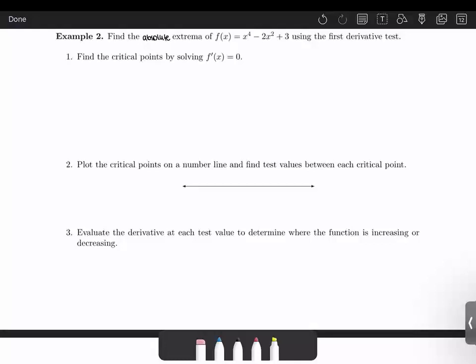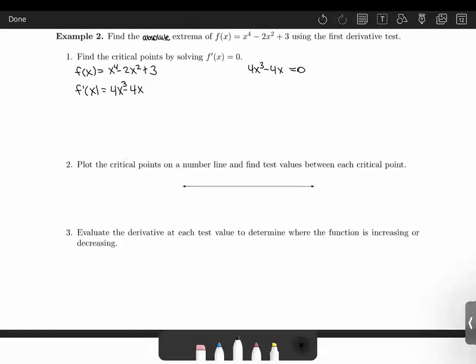So the first step to find the extrema of a function, no matter if you're finding relative or absolute, is always to find the critical points of the function by solving for when that derivative is equal to 0. So if my original function is x to the 4th minus 2x squared plus 3, then I just take my derivative term by term using the power rule. Next, I set my derivative equal to 0.